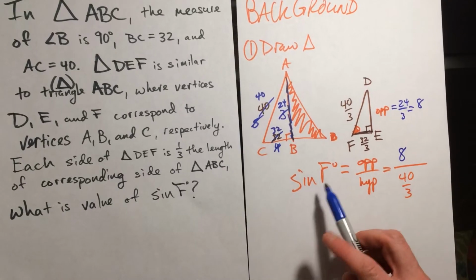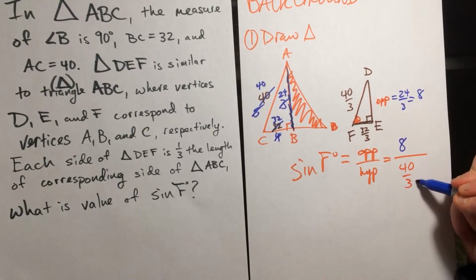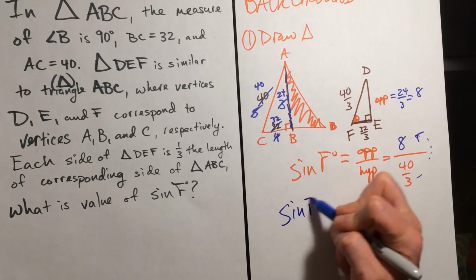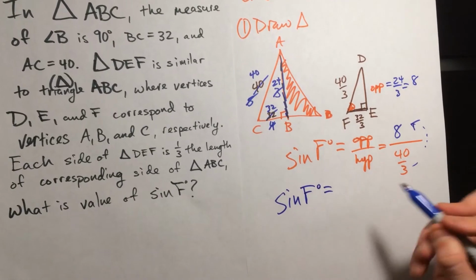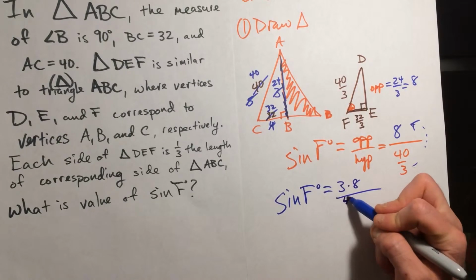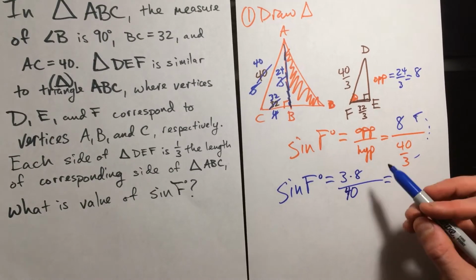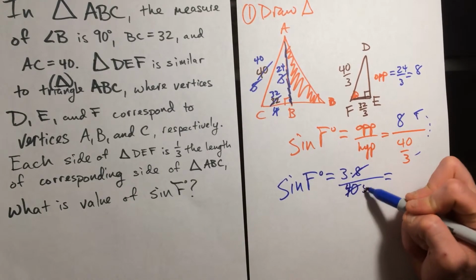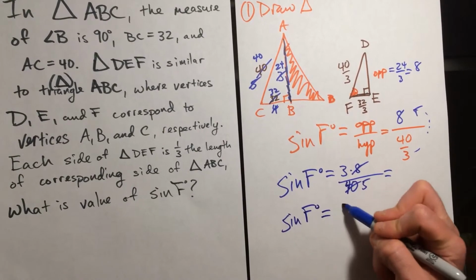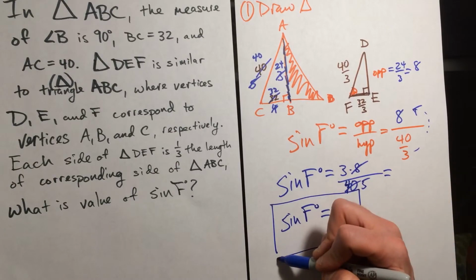And so we'll clean up sine of F now. Remember that if you're in the denominator of the denominator, the value comes up to the numerator. So sine of F actually equals 3 times 8 over 40. And we're going to cancel that all out. Let's cancel our common terms. And so we get sine of F degrees is 3 over 5. We lower that ratio down.